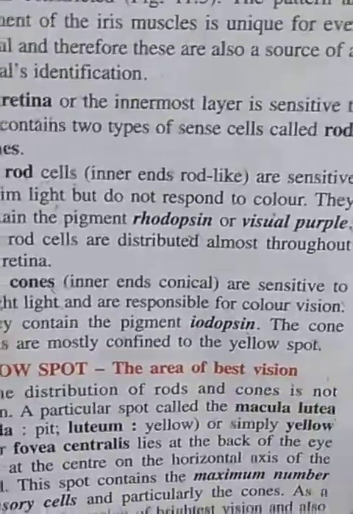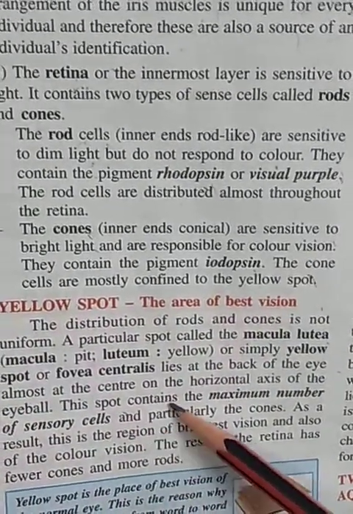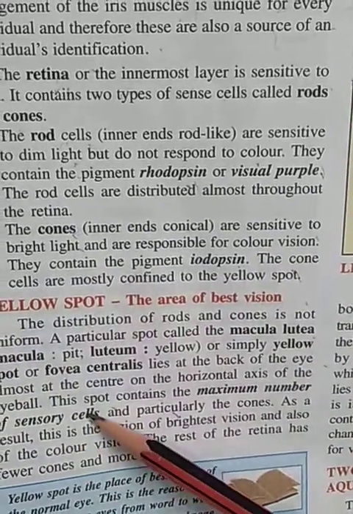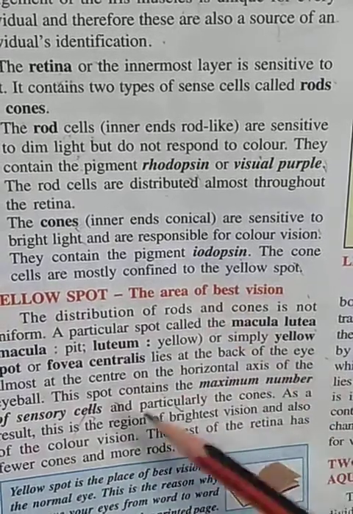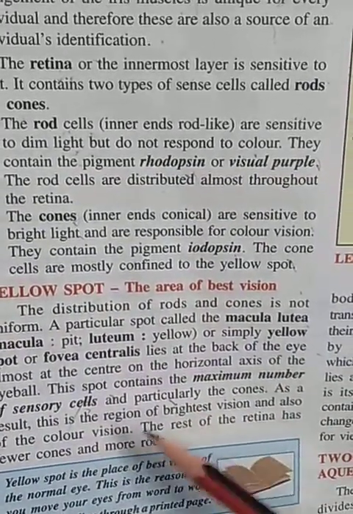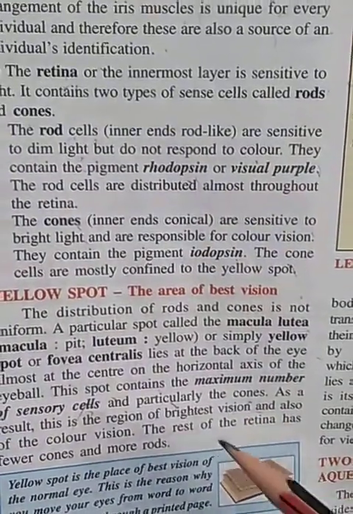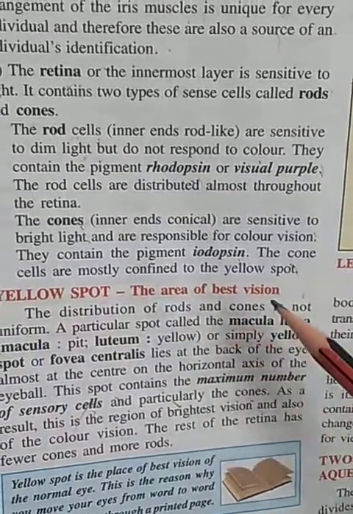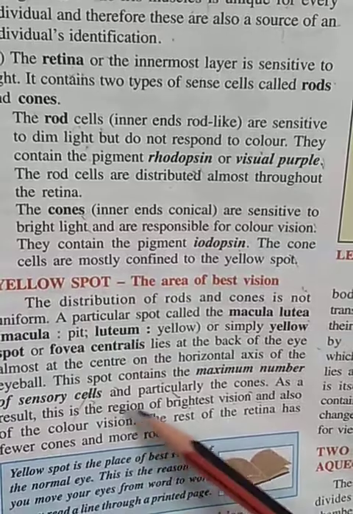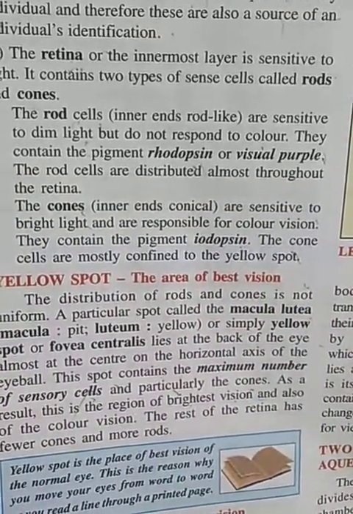Now students, I have already told you that this yellow spot contains the maximum number of sensory cells, and particularly the cone cells. So as a result, this is the region of the best vision. So the question is, why is this yellow spot known as the region of brightest vision or best vision? Because the yellow spot contains a maximum number of cone cells, which are sensitive to colored vision or light. So that's why it is known as the area of the best vision.